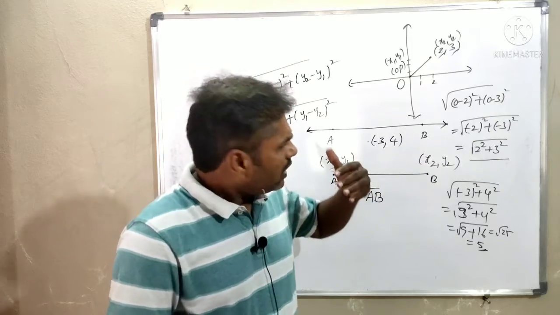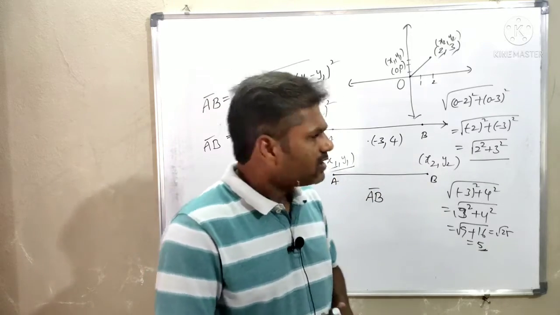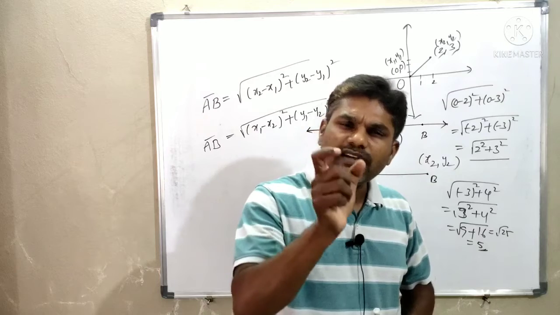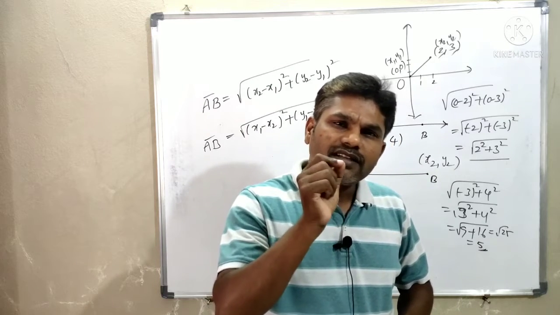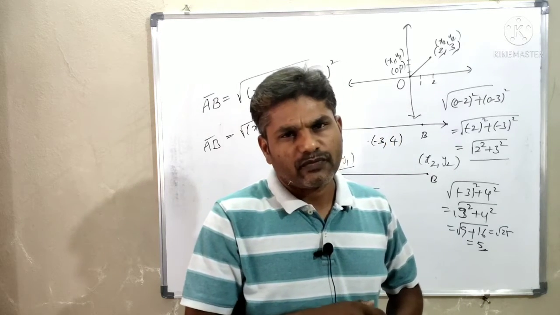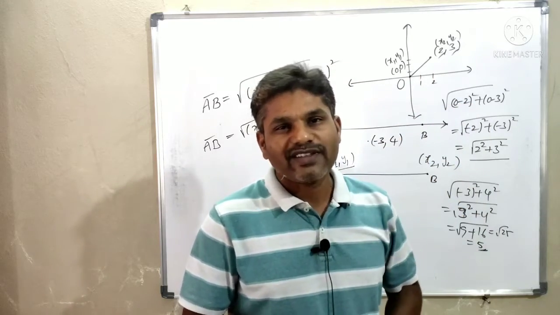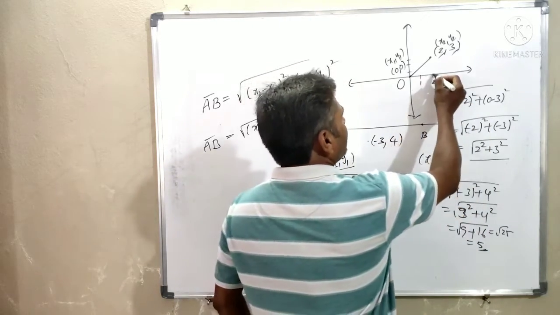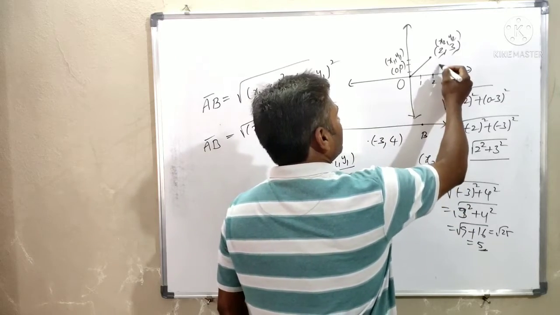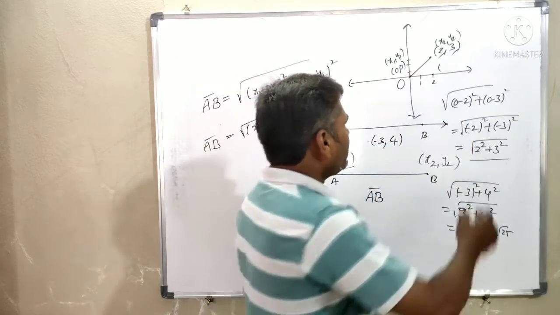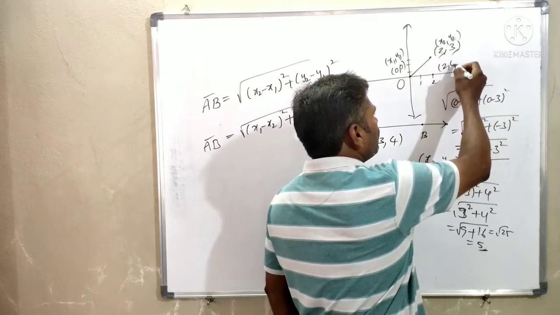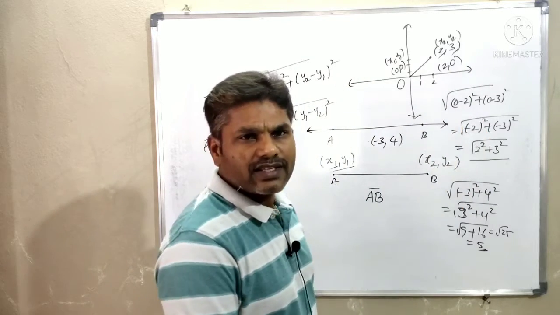And another particular situation is, if any point lies on the x-axis, its y coordinate is 0, and if any point lies on the y-axis, its x coordinate is 0. Suppose I am taking here a point lying on the x-axis, its y coordinate is 0, that means the coordinates of this point are 2 comma 0.